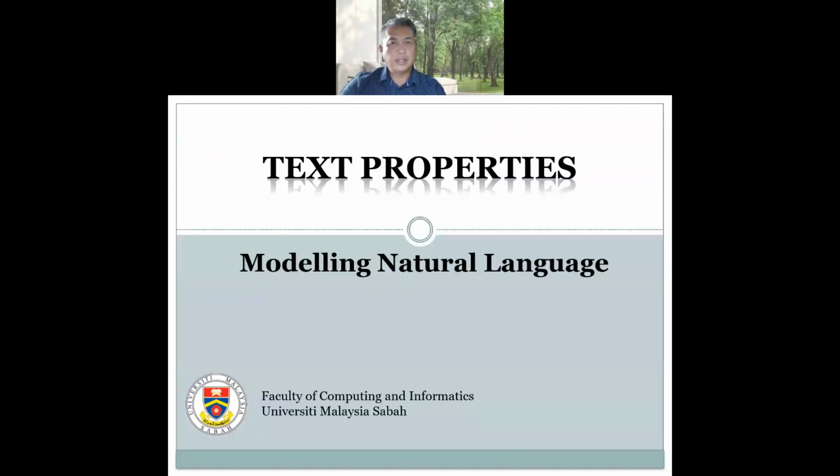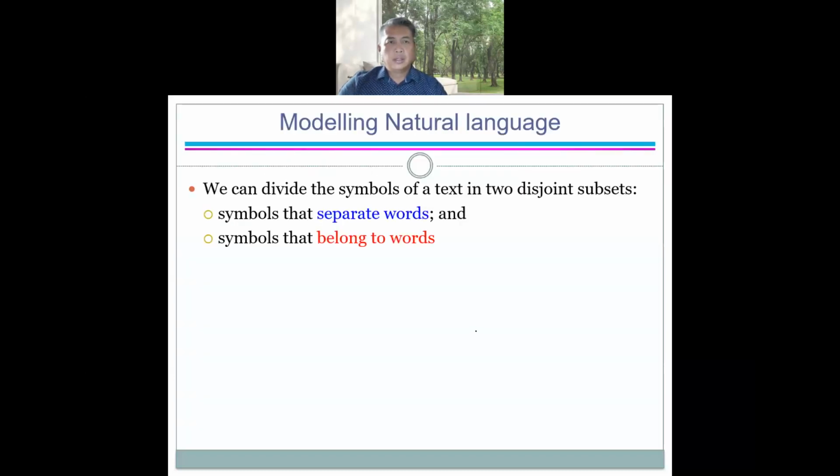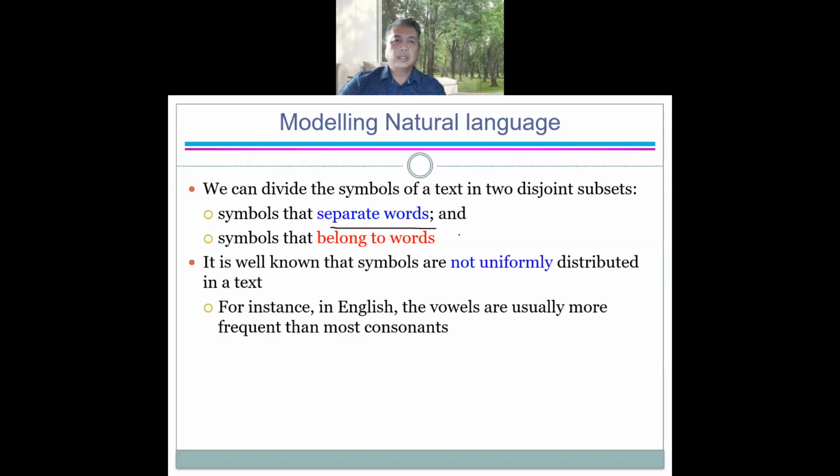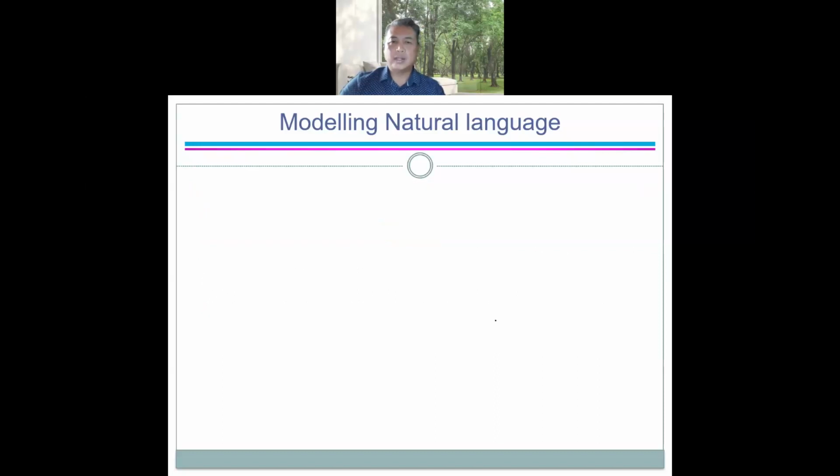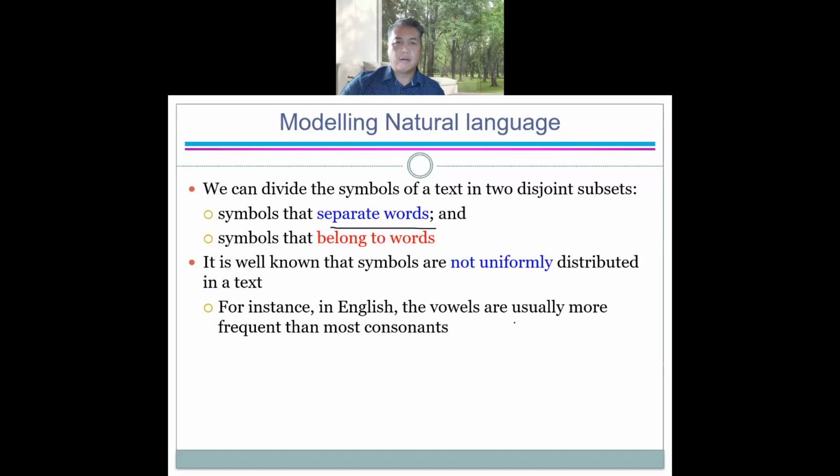Okay, let's take a look at the next one. The next one is modeling natural language. I believe you learned this one also in text mining. For natural language, we can divide the symbols of the text into two disjoint subsets: symbols that separate the words and symbols that belong to words. We also know that symbols are not uniformly distributed in the text. For instance, in English, the vowels are usually more frequent. What are the vowels? A, E, O, U, I.